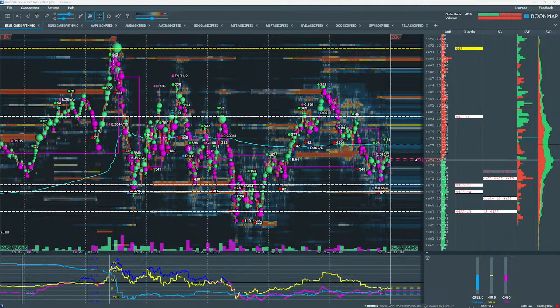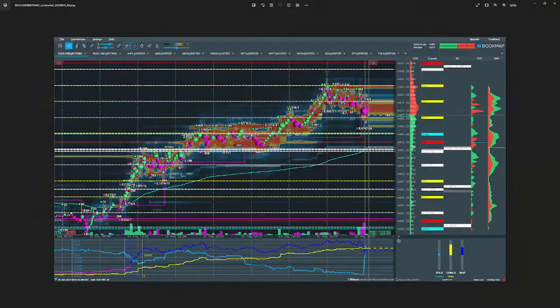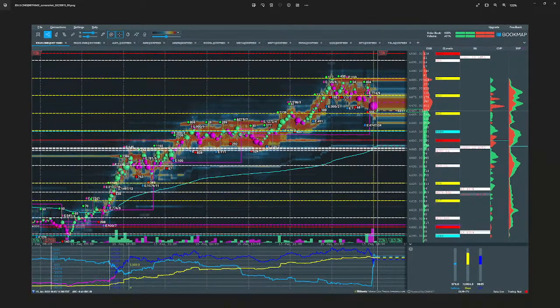Let's take a look at, first of all, a Bookmap chart from yesterday. I've got a screenshot that I want to bring up. So this is to compare yesterday with today, and note primarily the number of stops here.